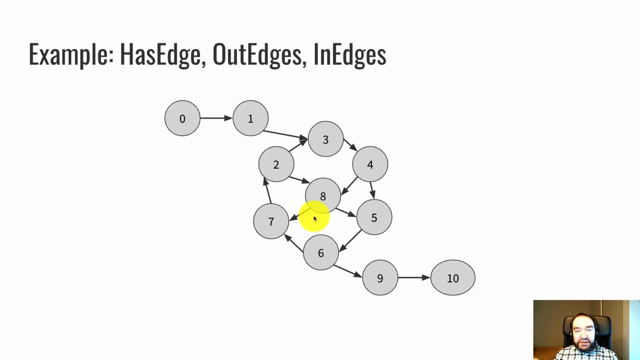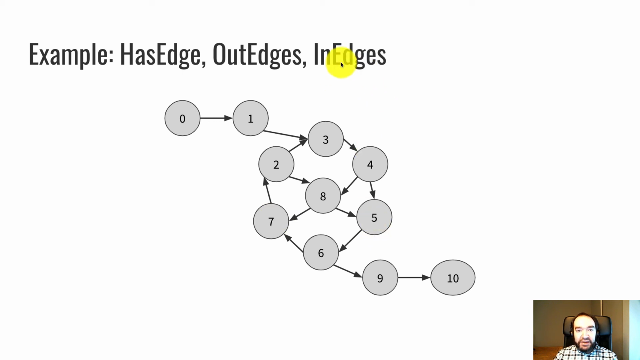Out edges gives you the list of outgoing edges. So for example, if I call out edges of 6, I would get a vector containing 7 and 9 because there are two outgoing edges of 6 and they end in 7 and 9. Or out edges of 8 in the center here would return a vector containing 7 and 5 because there are two outgoing edges from 8 and those two edges end at 7 and 5.